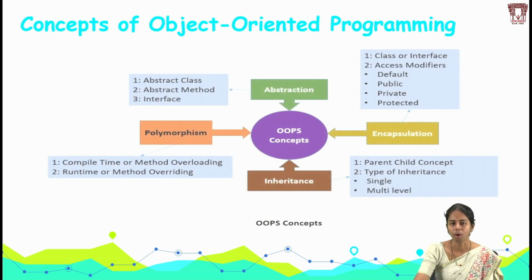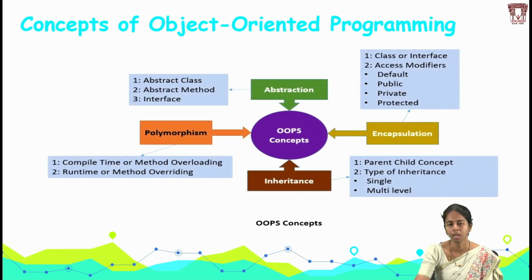So these are the list of concepts for object-oriented programming, the OOPS concepts we can say. First one is abstraction, the second one is encapsulation, the third one is inheritance, and the next one is polymorphism.